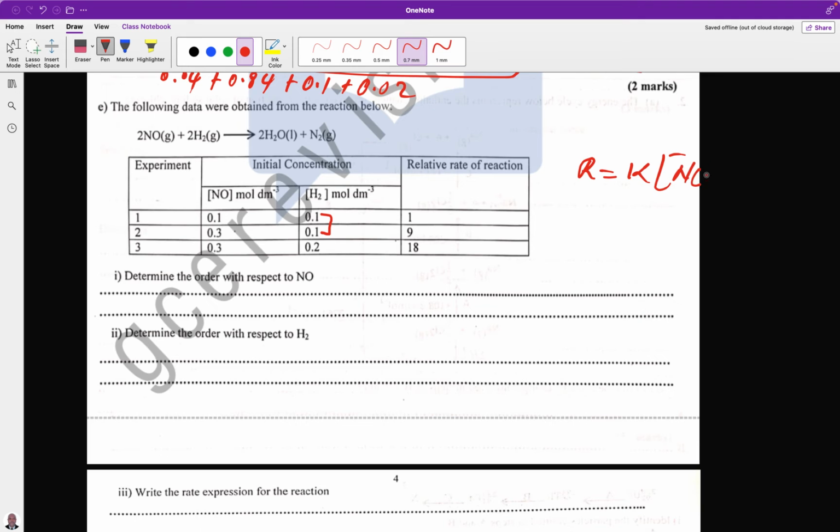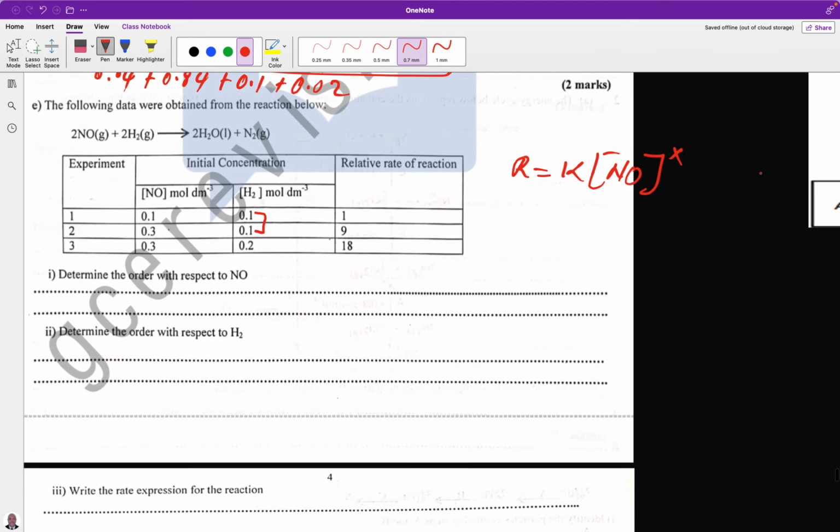it is NO to the power, we don't know this. So now, in order to know this, we are going to calculate the order with respect to NO. For that purpose, when we keep this concentration constant, we use this and we use this. Keep the concentration of hydrogen constant and use this one, the corresponding one over here, and the corresponding rate over here. Just see how I'm going to do it.